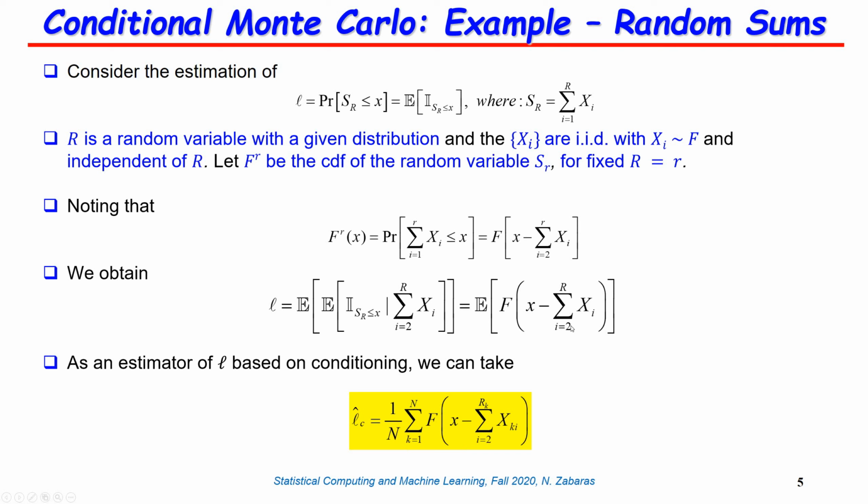Okay, so these are the samples xi, but now I put another subscript k, because for every given k, I'm going to have to sample another rk iid samples from my distribution f. Okay, so this is the conditional Monte Carlo estimator. And as we discussed earlier, the variance of this estimator for these random sums is reduced. So that's a nice example of the application of conditional Monte Carlo.